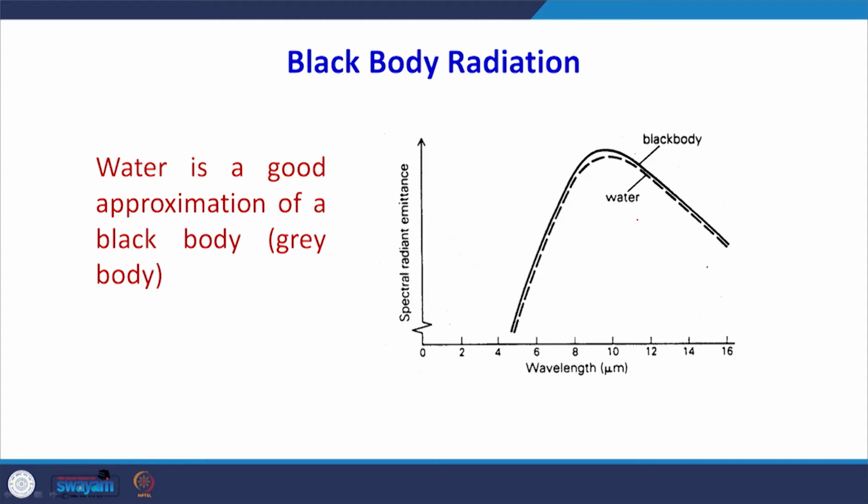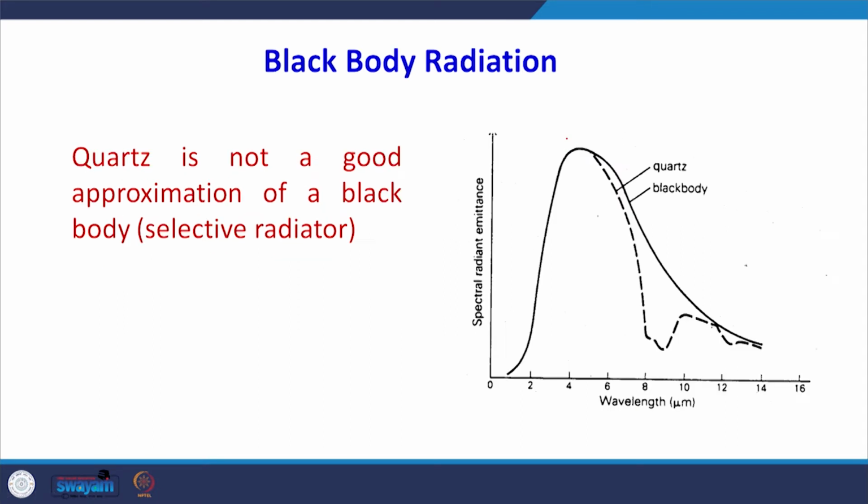Now, if I draw the wavelength on the x axis and spectral emittance, the emitted energy, on the y axis, I can see the curve of a black body and the curve of a water body. So, they are more or less resembling the shape of the curve, following parallel, except there is a small variation here. The firm line denotes the black body, whereas the water body is denoted by the dashed line. So, we can say that water is a good approximation of a black body. It is following similar to the black body.